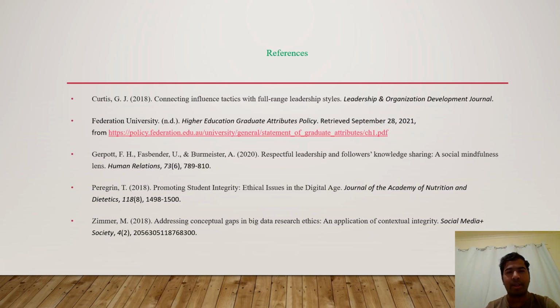Moving on to the next slide, which is all about references. These are the references which helped me in the preparation of this presentation.